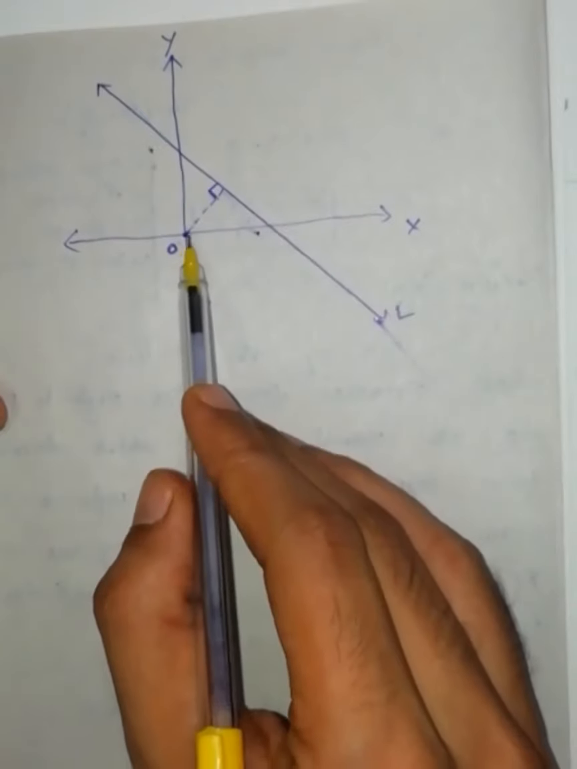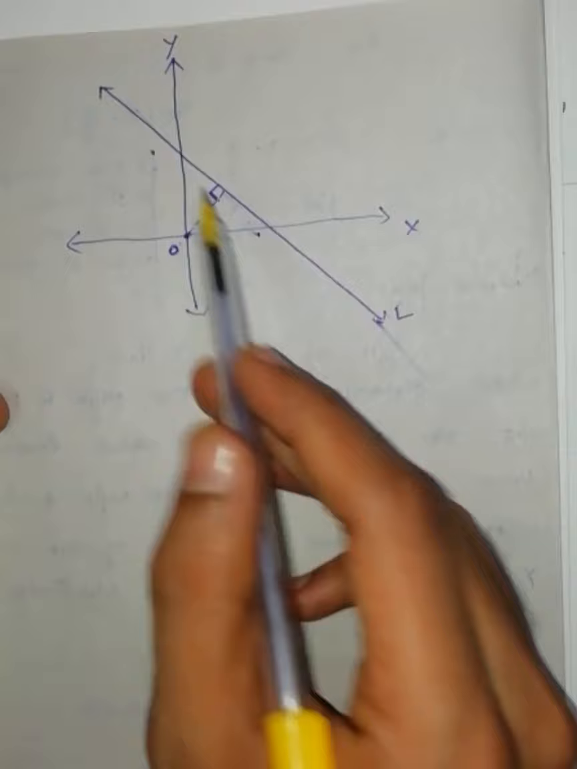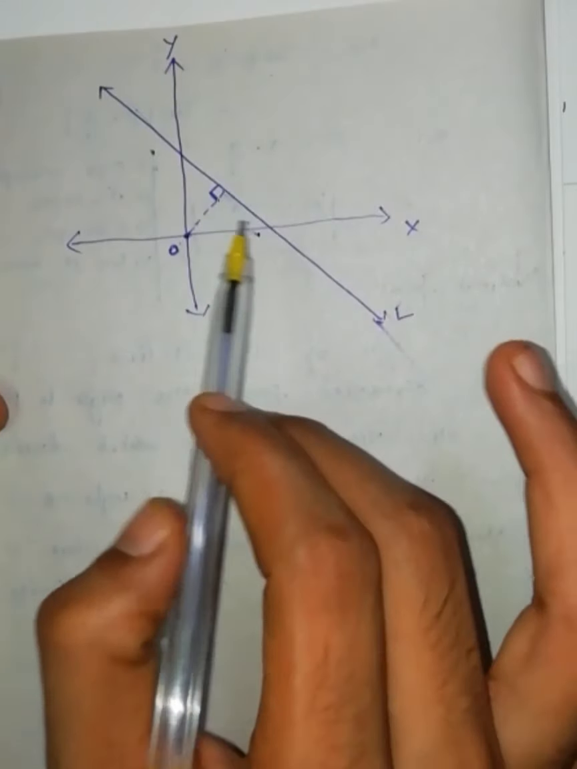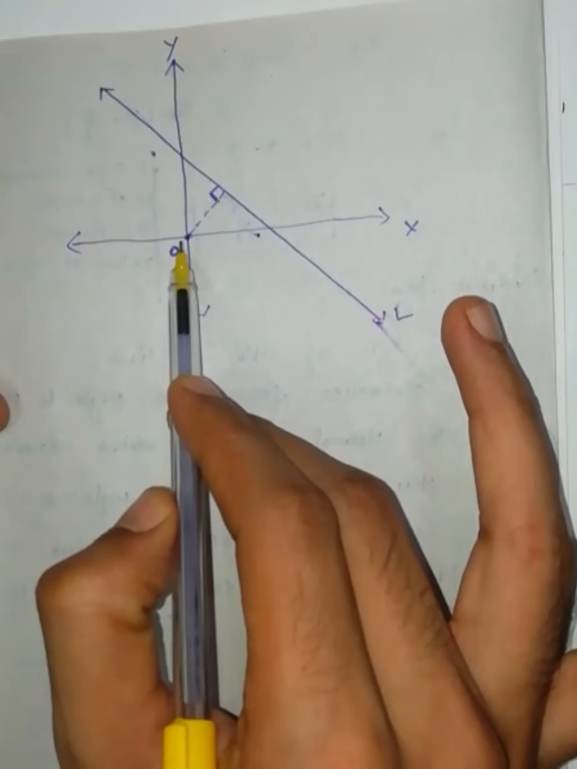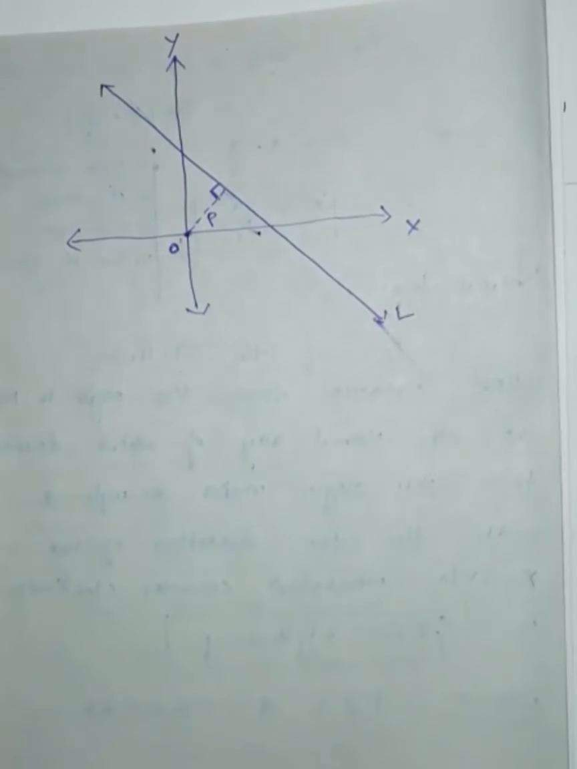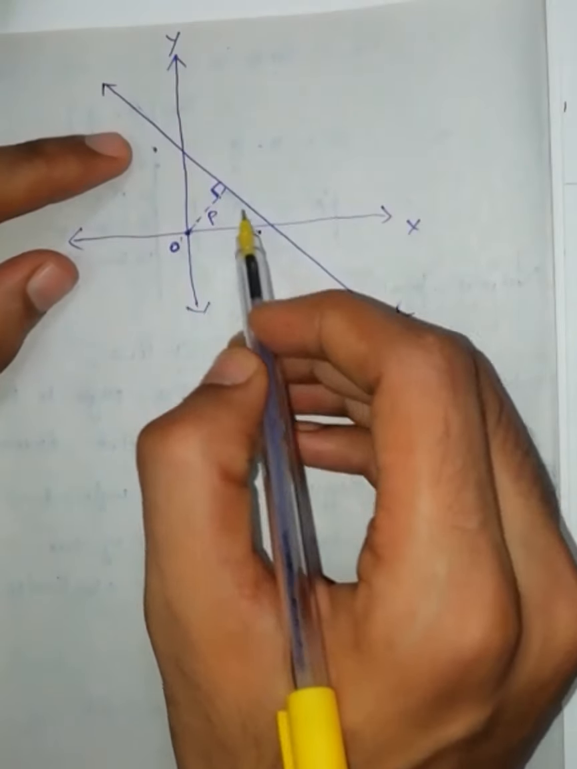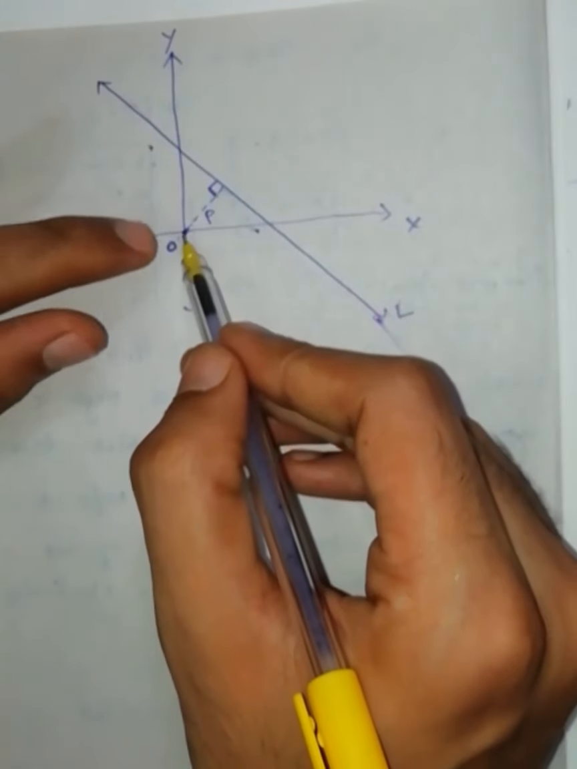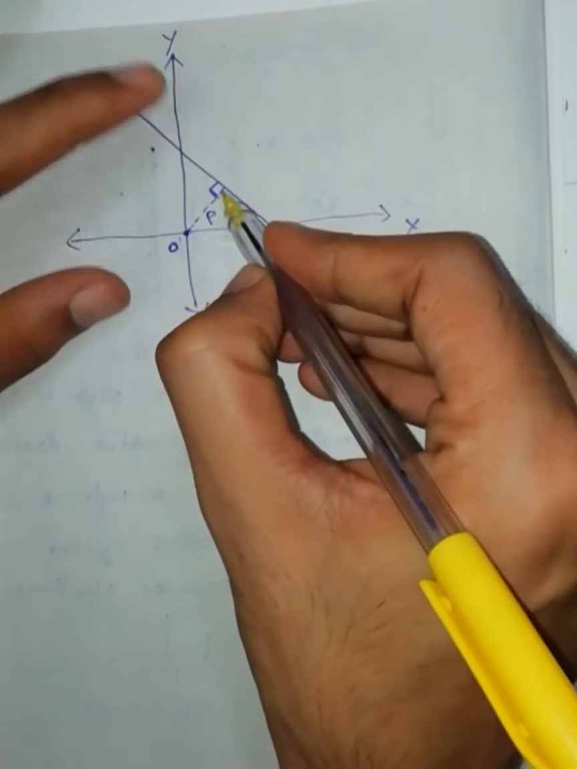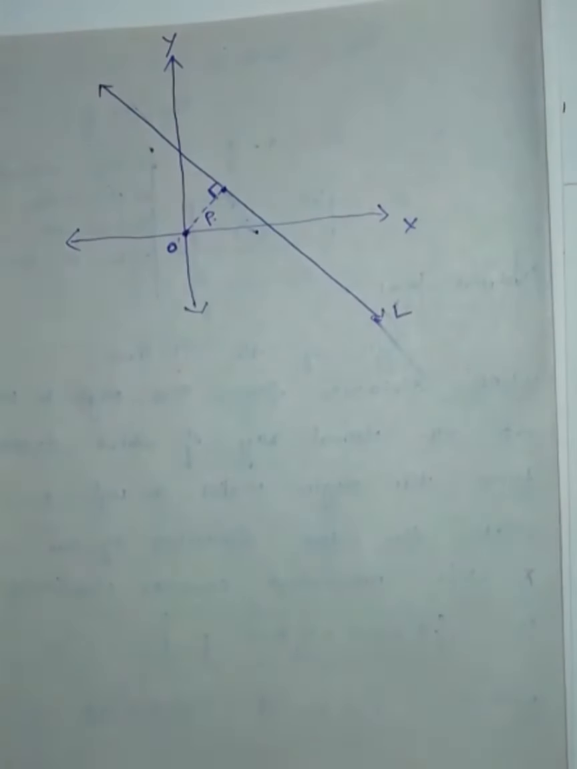Even I can find the distance between the origin and this point, origin and this point, but I can't say that is the distance of the line from the origin. I will say the distance of this line from the origin is found by drawing a perpendicular line to this line that passes through the origin. Then the distance between this point and this one is said to be the distance between the line and the origin.